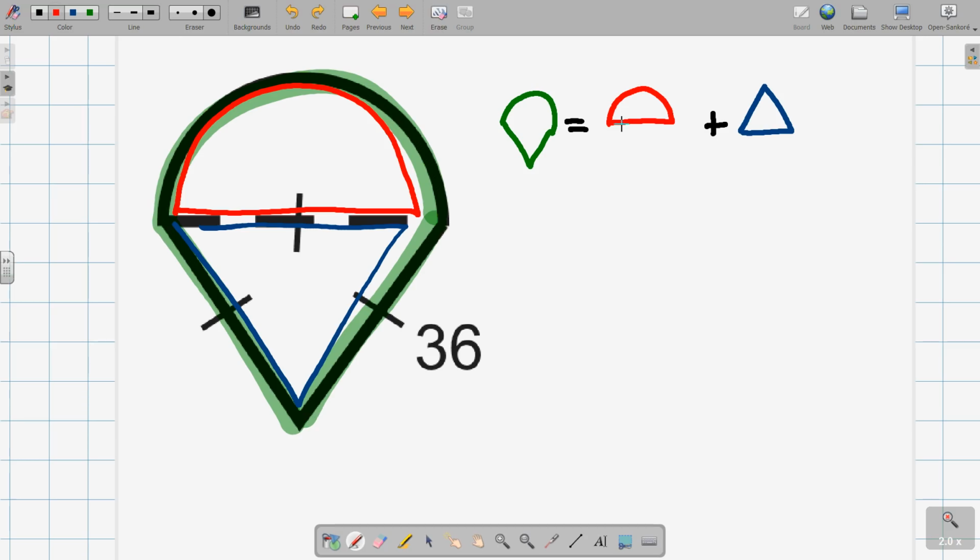Let's write your area equations. Area of a half circle.